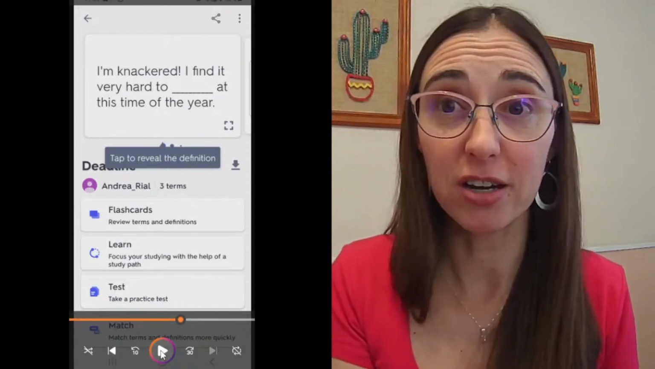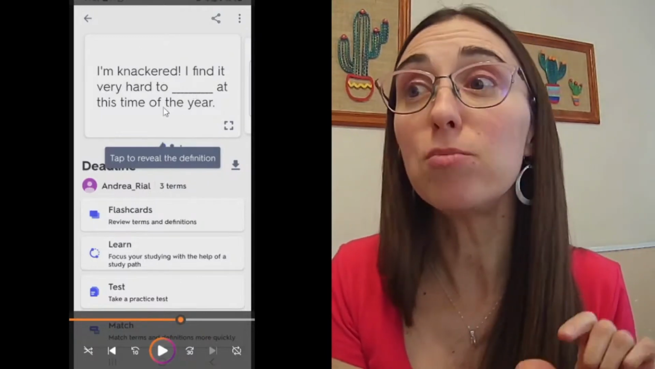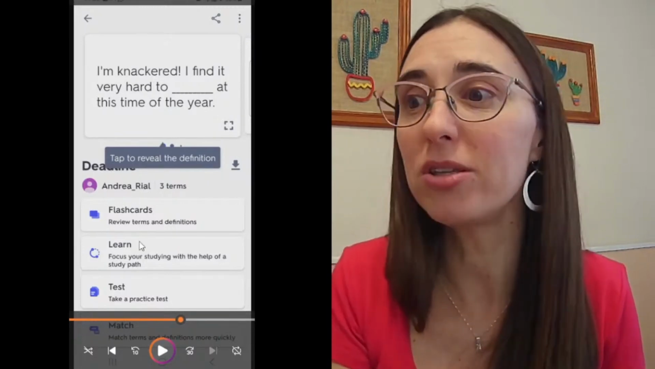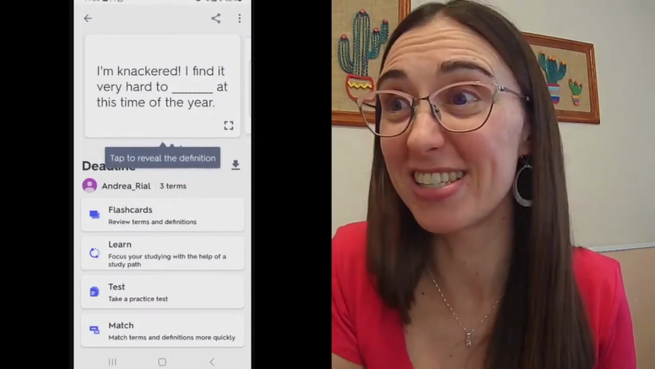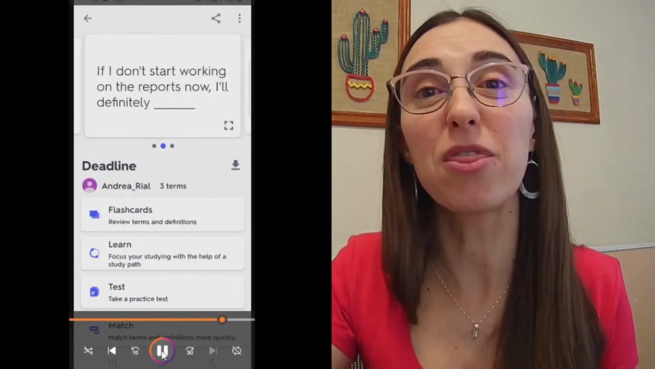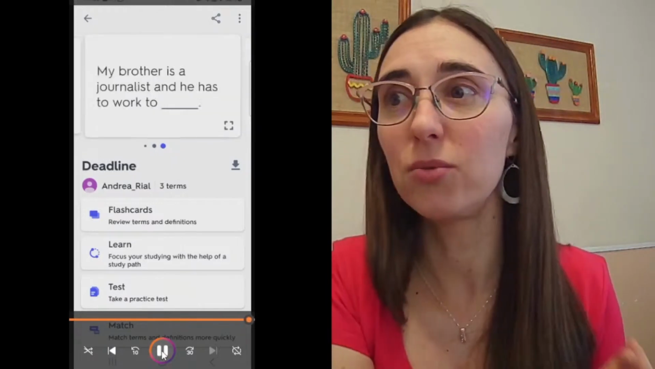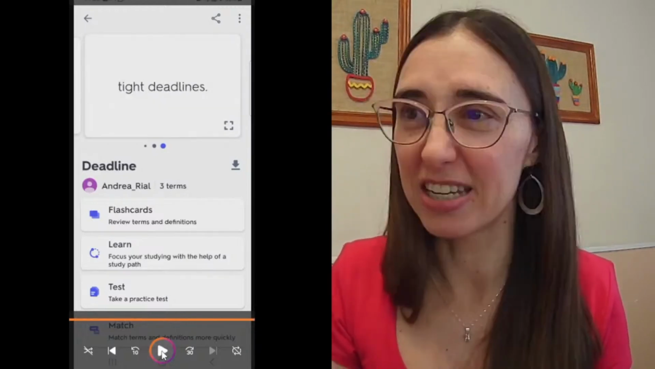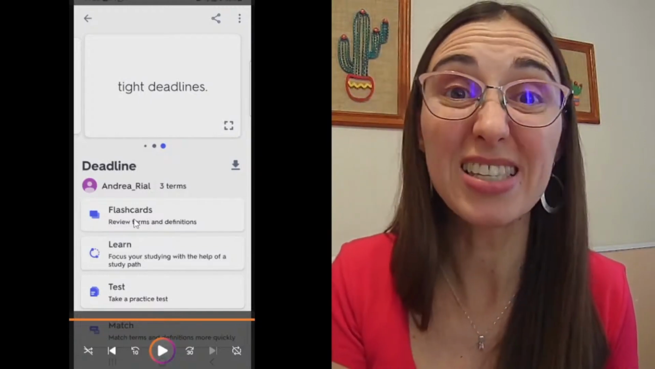So this is the flashcard, you see? This is what you're going to see, the example and a gap. And the moment you click on that flashcard, it's going to turn round and you're going to see the phrase that you're supposed to practice, in this case, meet deadlines. And the same thing with the others, you see? You click on the flashcard and on the other side, you will get that phrase, miss a deadline, and here, tight deadlines.